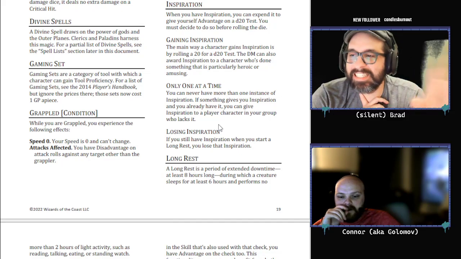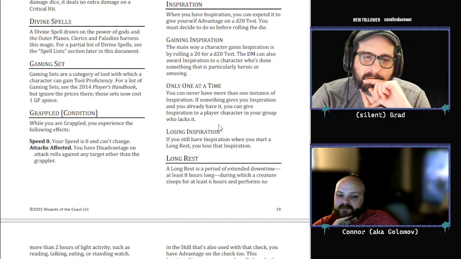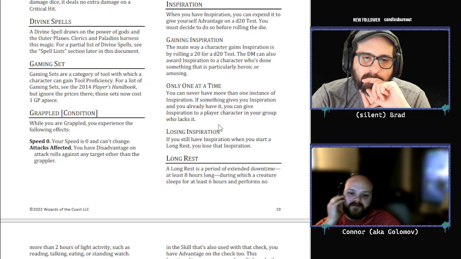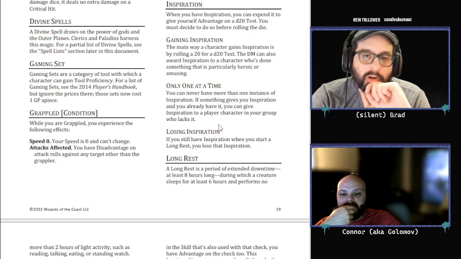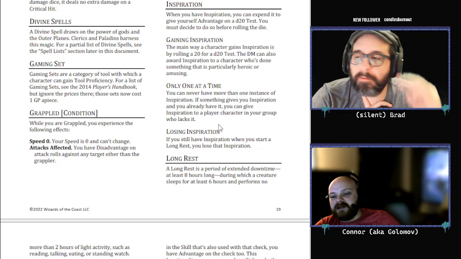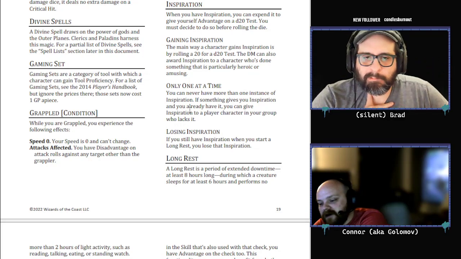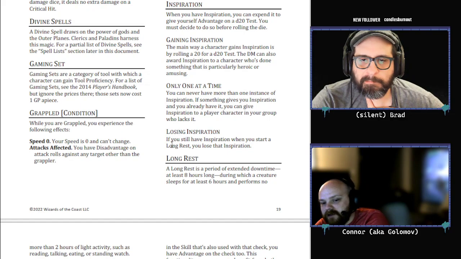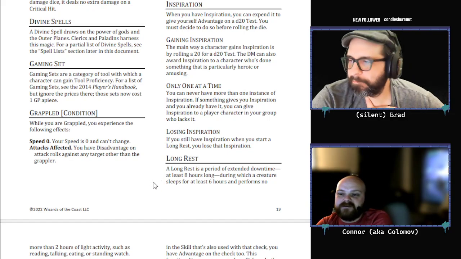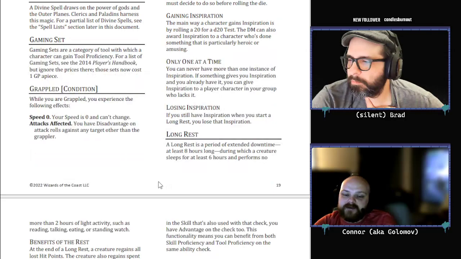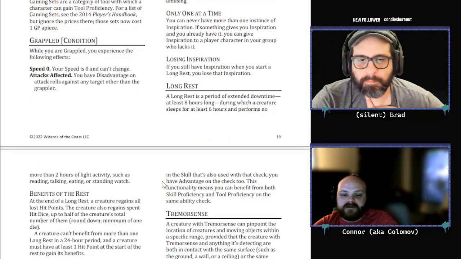So that's slightly different. Well, I don't think that's different. I think you can still give your inspiration to other players. Oh, probably at that time, yeah. This is just clarifying that you can't stack it, but you can give it to your other team. Yeah. So that part is giving it to other people.